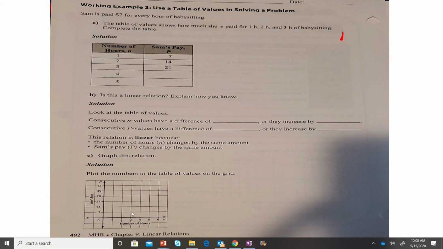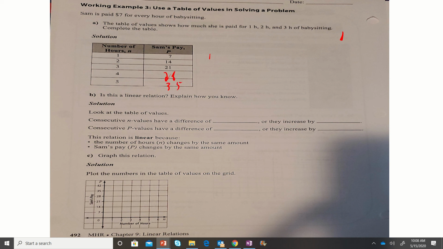So the last part here is to use the table of values in solving a problem. Sam is paid $7 for every hour of babysitting. The table of values shows how much she is paid for 1 hour, 2 hours, 3 hours of babysitting. So what we want to do is look at this table. We have 1 hour is $7, 2 hours is 14, 3 is 21, so for 4, what we're going to do is basically keep adding 7 to this. We have 28 and we have 35.